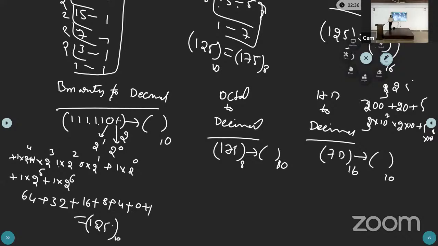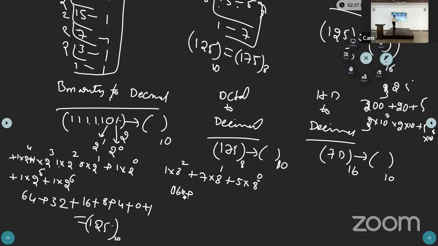Now you can convert this. Octal number also same. Octal to decimal: multiply with the 8 powers. So that is 5 into 8 power 0 plus 7 into 8 power 1 plus 1 into 8 power 2. It is the 8 square, 16 plus 7 into 8. 8 power 1 is 8, 7 into 8. Oh, sorry, 64.